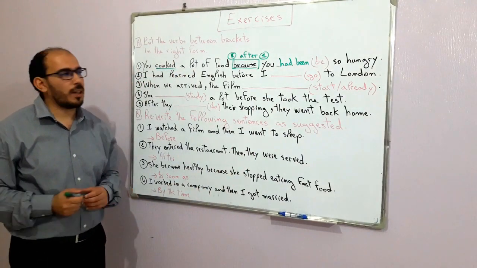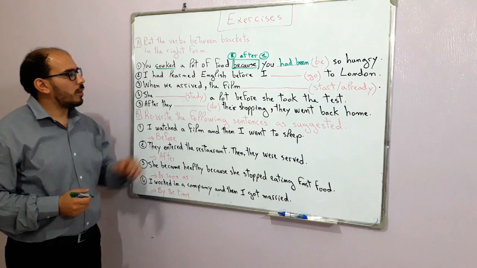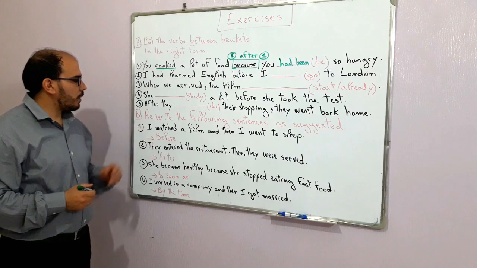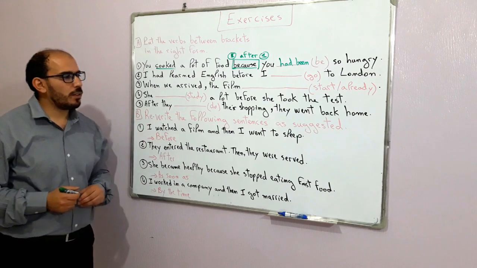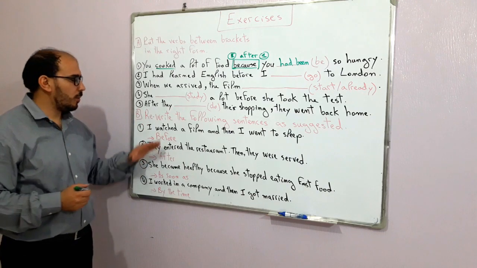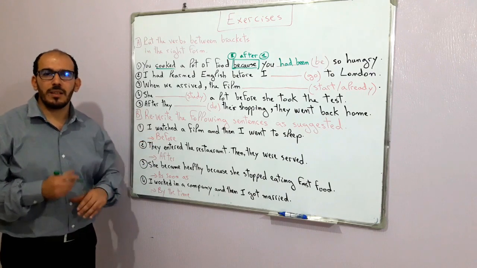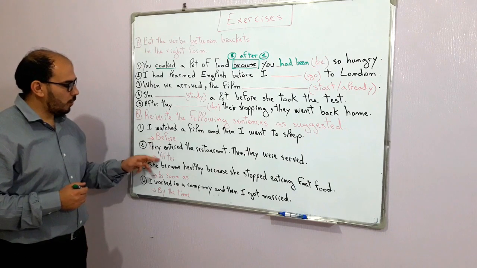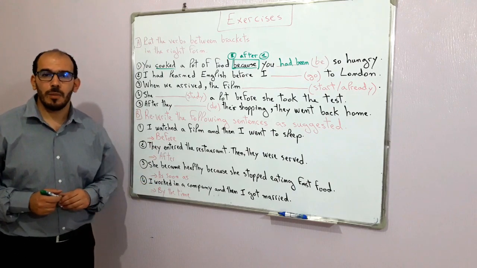So we have to do the same for the rest. In terms of exercise B, we write the following sentences as suggested. So we have to write these statements, and then rewrite them using these words: before, after, as soon as, and by the time.